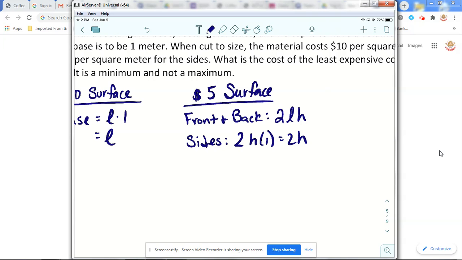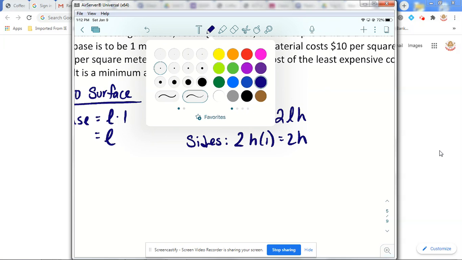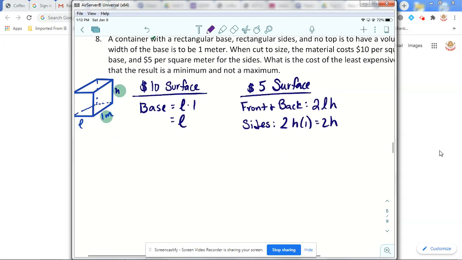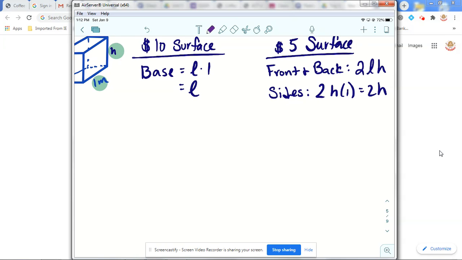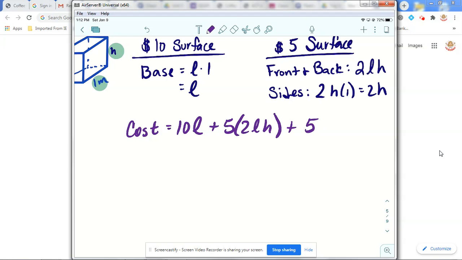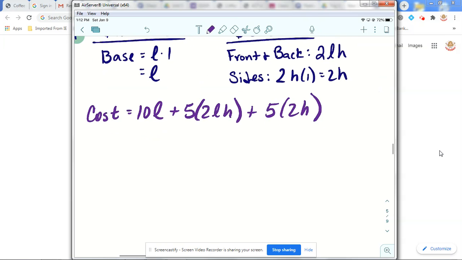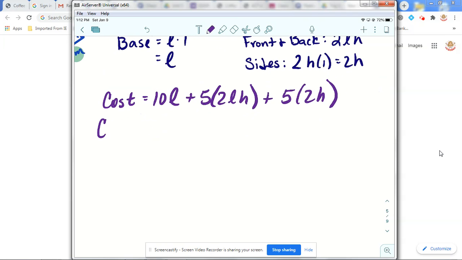All right, so let's look at the cost. This is kind of like the CAM problem we started this whole thing off with. Okay, so $10 times the area for that surface, and then $5 times each of these. All right, I'm going to simplify that down because when I did this the first time, I kept just messing up. I don't know. I was in a weird mood, I guess.